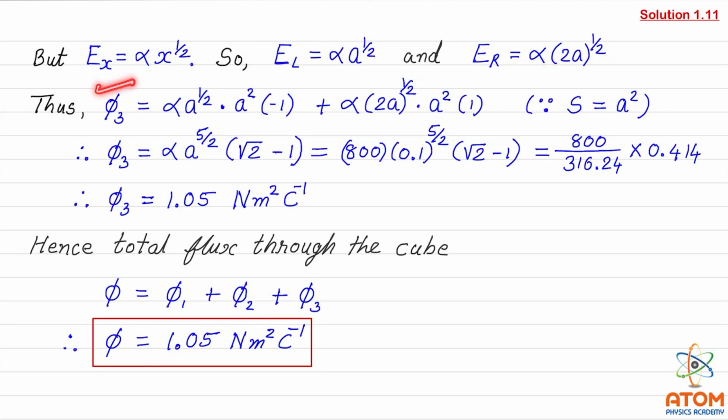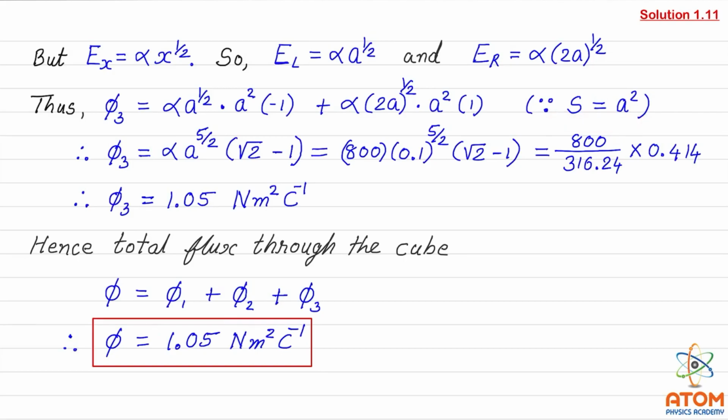Now the flux phi 3 can be written as alpha a raised to 1 by 2 times a square times minus 1. See, this is EL, that is alpha a raised to 1 by 2, and here a square is at the place of surface area S. See, this is a cube here, so the surface area of any face will be equal to a square, and as we already discussed, cos 180 will be minus 1. For the right side, it is alpha 2a raised to 1 by 2 times a square times 1. As I said, the surface area S is equal to a square.